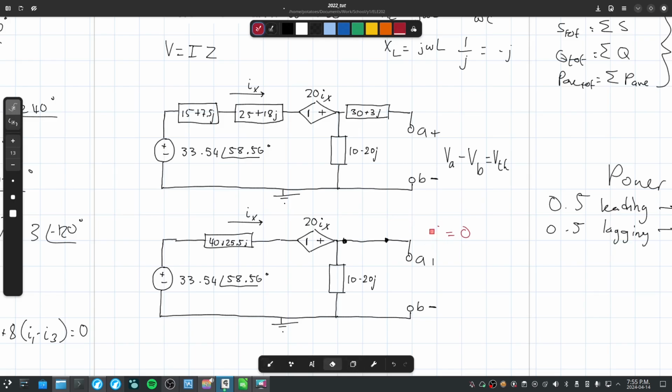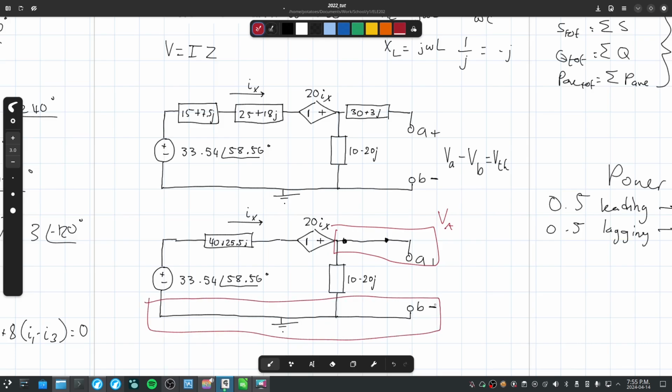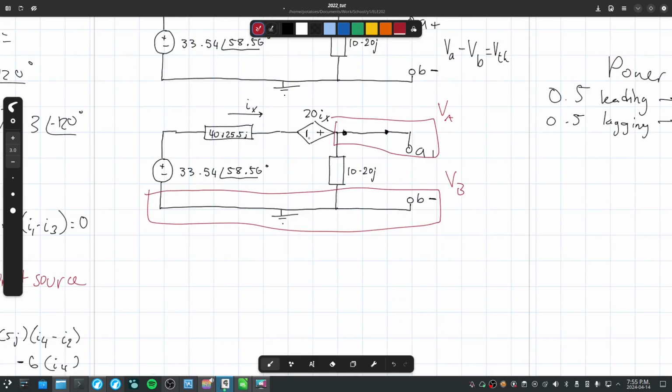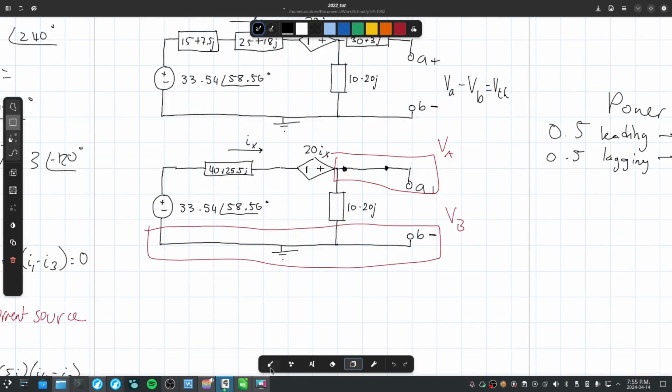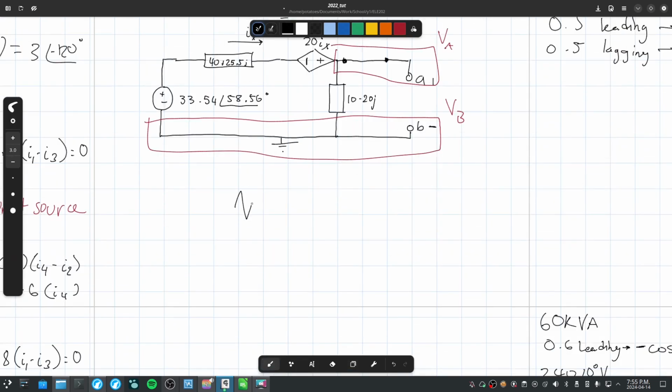So, this entire node here is VA. This entire node here is VB. So, we can simplify this circuit even more. Let's just copy it. Why is that a closed circuit again? It's a closed circuit. Okay, if you have any impedance, so this is your Z block, if the current running through it is 0, then the voltage across it is 0. It might as well not exist.